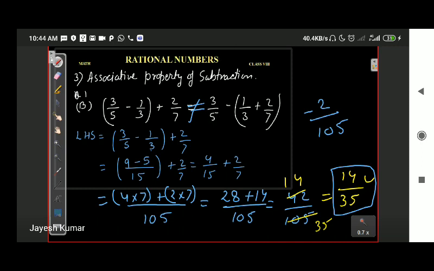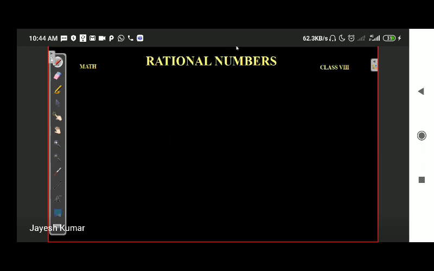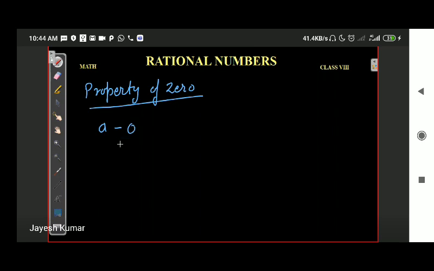Fine. After this, we have one last property, that is the property of zero. Property of zero is quite important. Okay, how does the property of zero work? See, if I subtract zero from any number, the answer is the same. And if I subtract any number from zero, the sign of the number becomes different. Okay, so what is the property of zero?